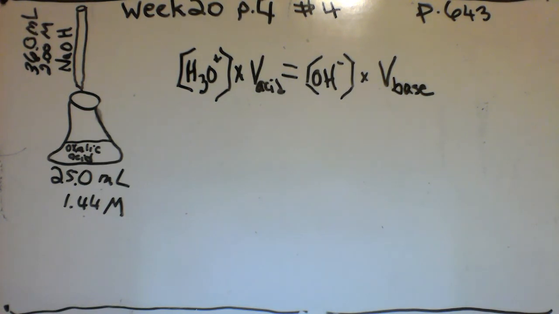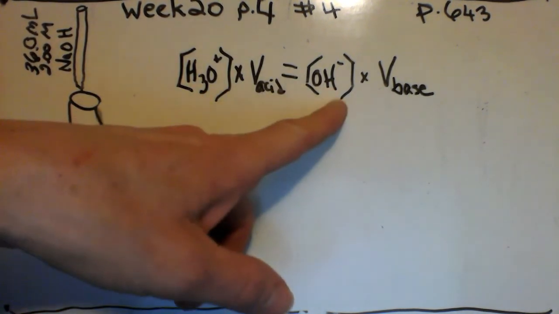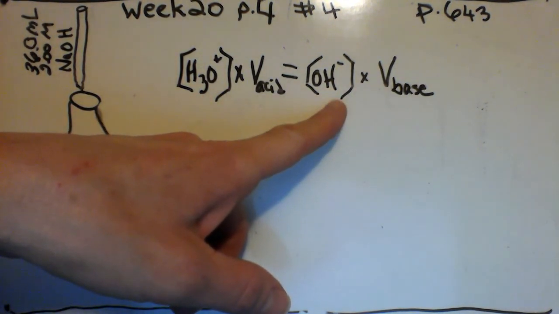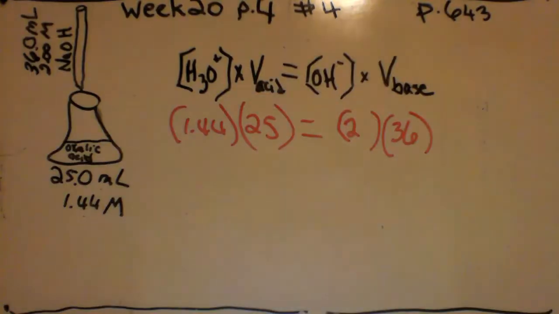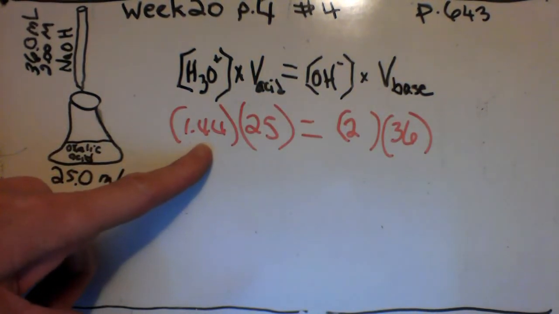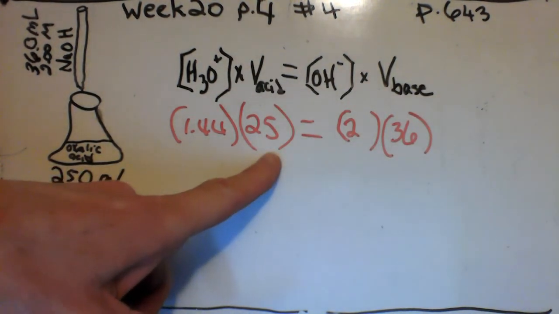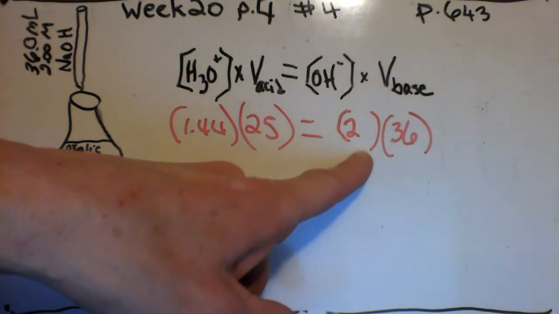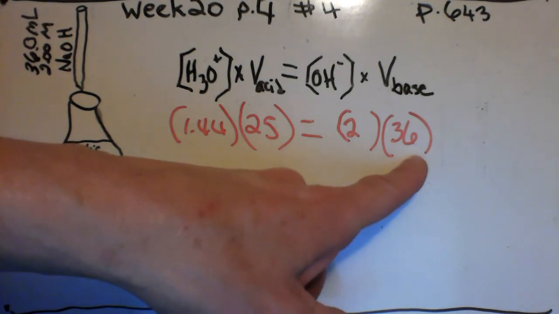So let's put the numbers in of what we have now and see if it's equal. If it's equal, that will tell us that oxalic acid is monoprotic, meaning that for every 1 hydrogen, we have 1 hydroxide. And so here I filled in all the numbers we've been given: the concentration of hydronium, milliliters of the acid, concentration of sodium hydroxide or hydroxide ions, and the volume of the base.